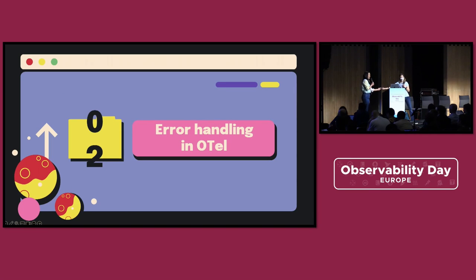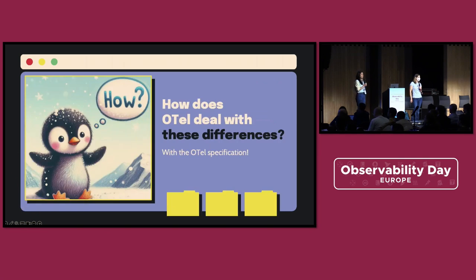Okay, so now that we have set the definitions, let's get into the main course: error handling and OpenTelemetry. As Adriana just mentioned, languages have their own ideas about what constitutes errors and exceptions, as well as how to handle them. So how exactly does OpenTelemetry deal with all these conceptual differences from language to language?